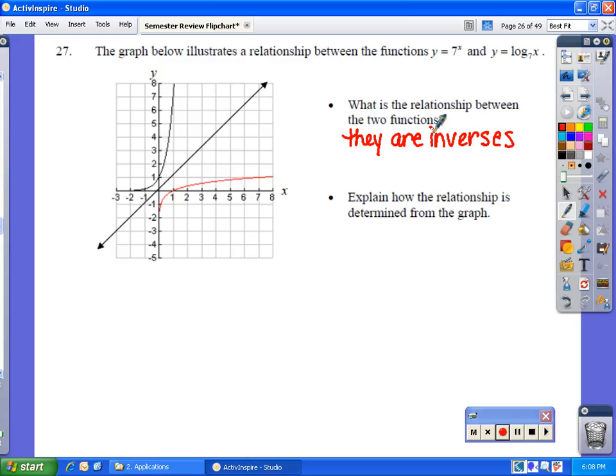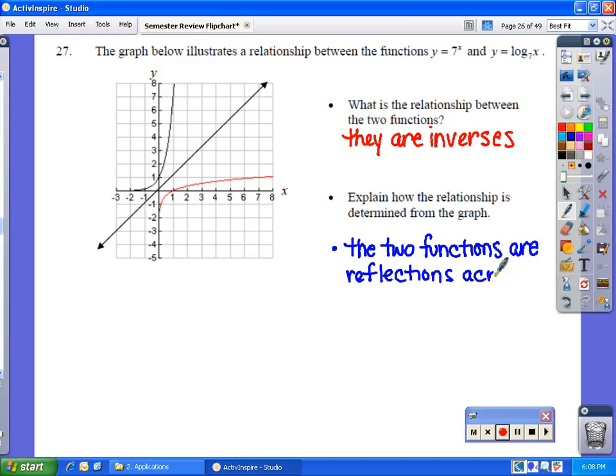And there are two ways to determine this relationship from the graph. The first is to notice that the two functions are reflections of each other across the line y equals x. So if we were to fold this graph over on itself across this blue line, y equals x, we would notice that the two graphs match up perfectly.